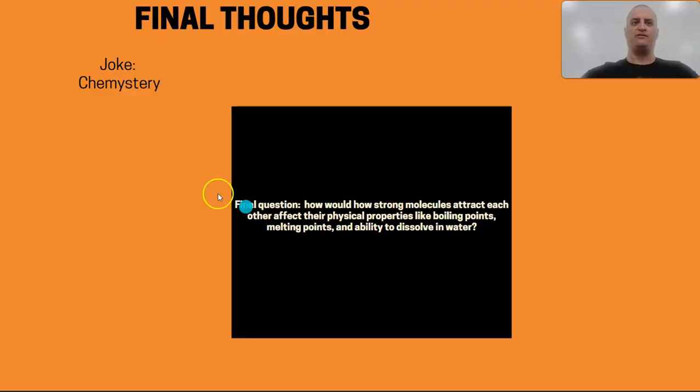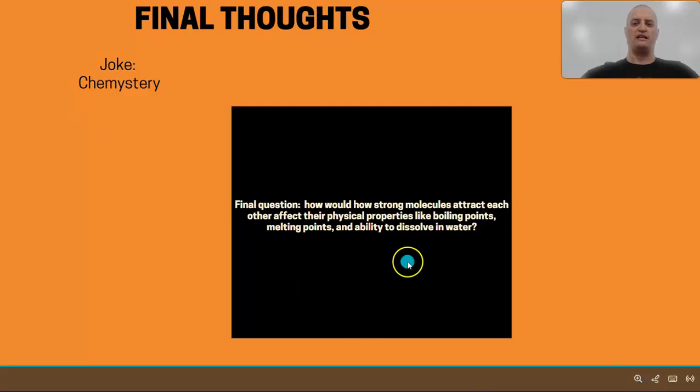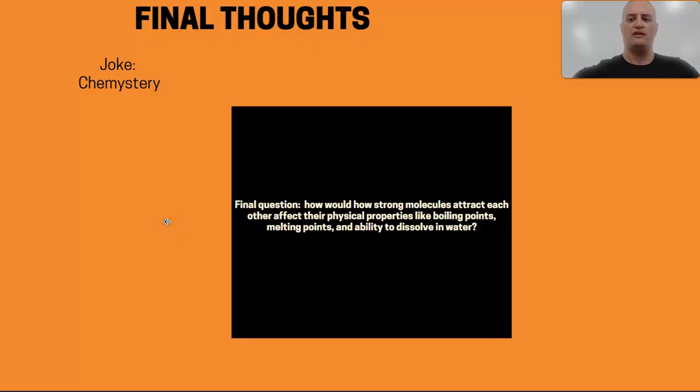In our final thoughts, here is our joke. Two people meet from the newest chemistry dating app, Chemistry, on their first date. One is wearing a shirt that says polar and another is wearing a shirt that says non-polar. They both agree that the chemistry isn't right and go their separate ways.